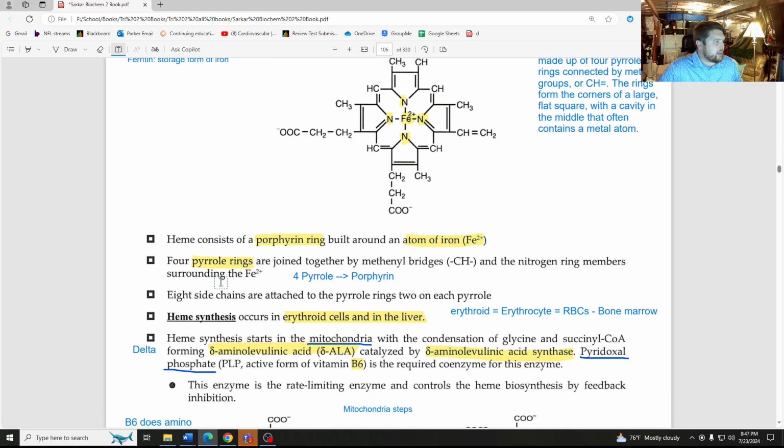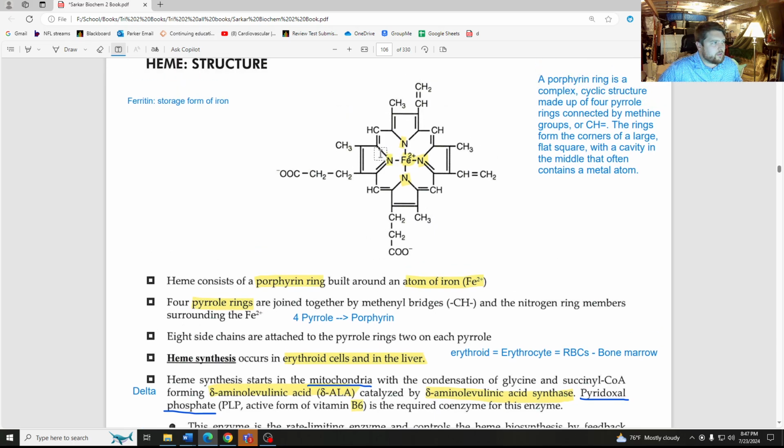And the way that we get that is we have these 4 pyrrole rings. If we look here, ring, ring, ring, ring. You can see those. Each of these rings are joined together by methynyl bridges and the nitrogenous ring members surrounding the Fe. So 8 side chains are attached to the pyrrole rings, 2 on each pyrrole.